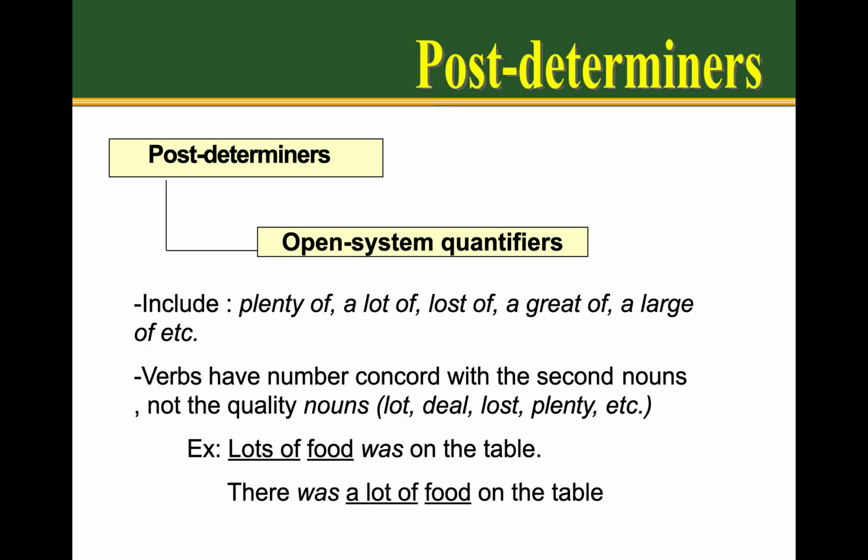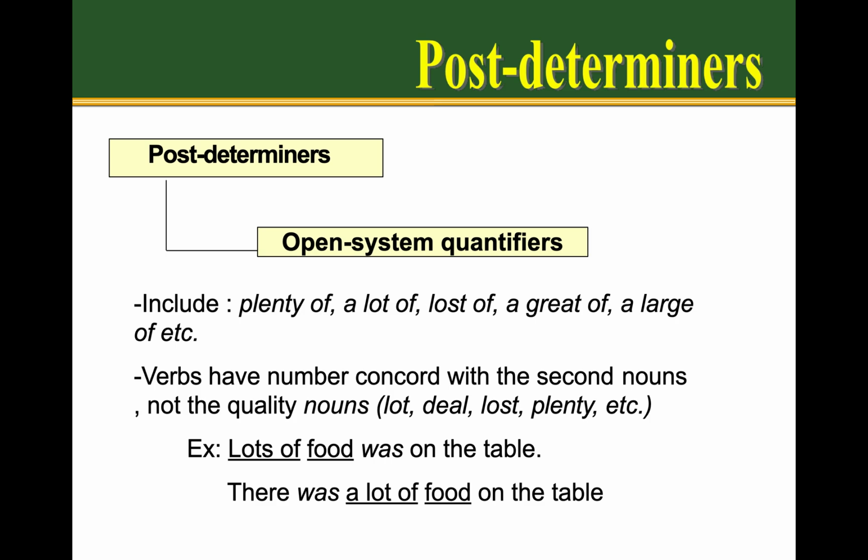Open system quantifiers are those quantifiers that can be added to. That's why they are called open. They talk about quantity and we can add many other things. For example, plenty of, a lot of, lots of, a great deal of, a large number of. Verbs have number concord with the second nouns, not only the quantity nouns, lot, deal, plenty.